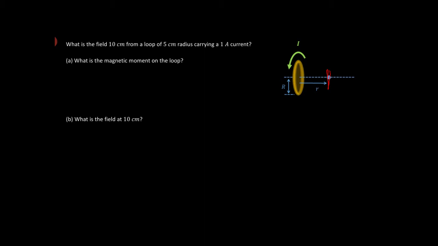Well, we said that for the loop, the field was B equals mu naught over 2 pi times m over r squared plus z squared to the 3 halves, which means we have to find the magnetic moment of the loop. That's really easy. m equals IA, right?